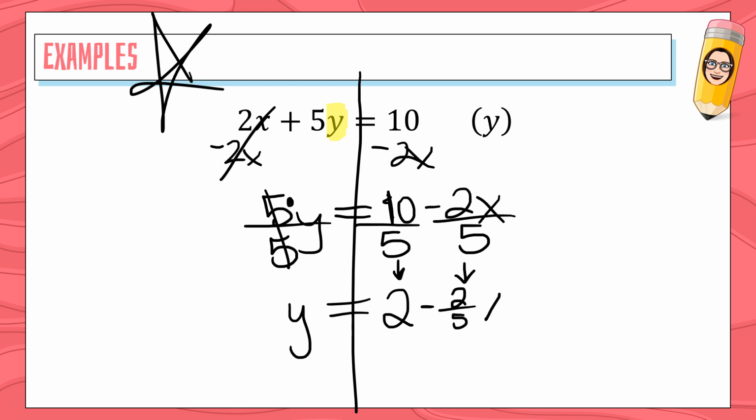2/5, because it doesn't divide, right? And it doesn't reduce. And so we're going to practice that a little bit. We're going to practice dividing every piece as well.